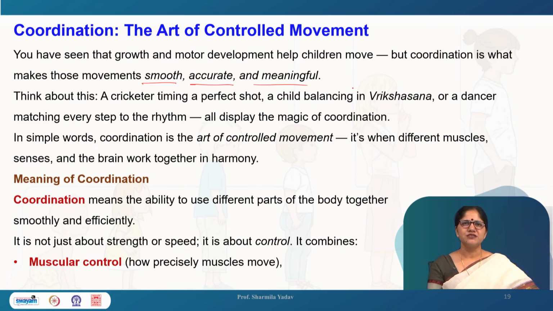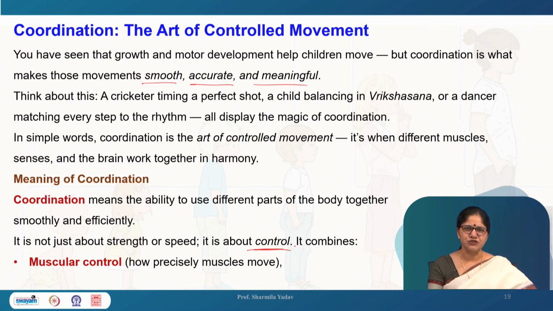In simple words, coordination is the art of controlled movement. It's when different muscles, senses and the brain work together in harmony. Meaning of coordination. Coordination means the ability to use different parts of the body together smoothly and efficiently. It is not just about strength or speed, it is about control.